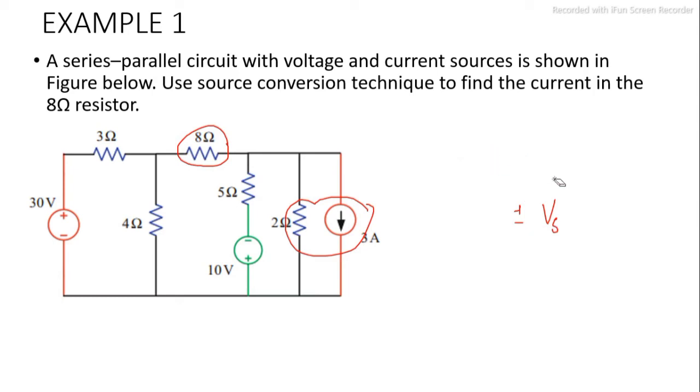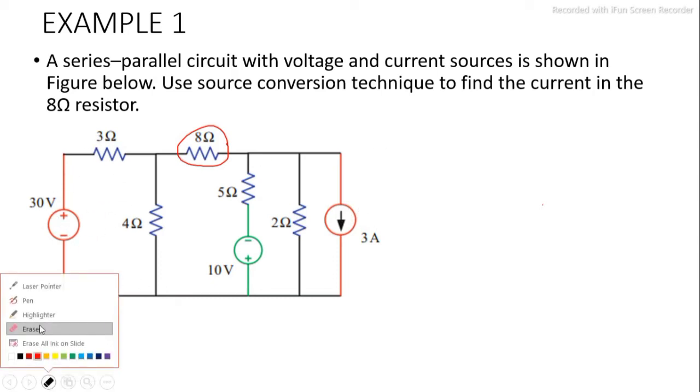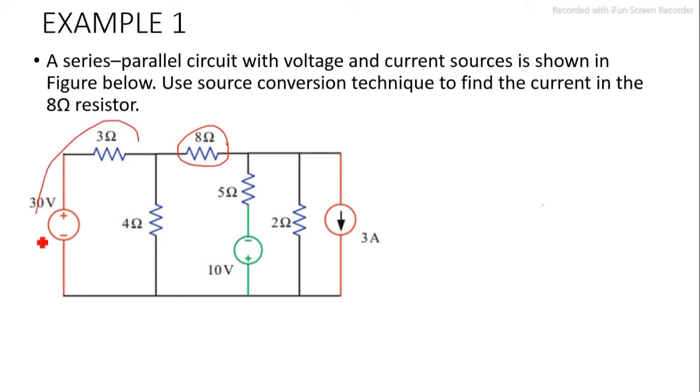So let's convert this. We'll convert this directly, and we'll convert this. Also, we convert this to a current source. Let's do the conversion. So we convert this now to a current source. You're going to have a current source in parallel to this resistor. So this conversion gave us this, and this does not change, 3 ohms.